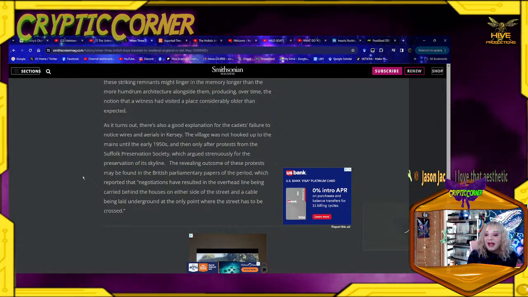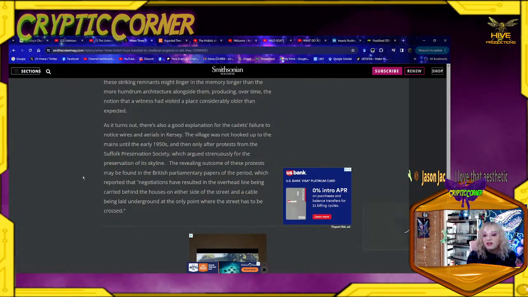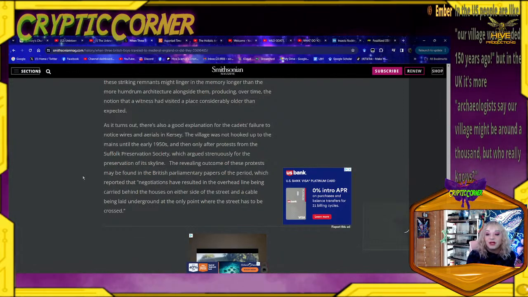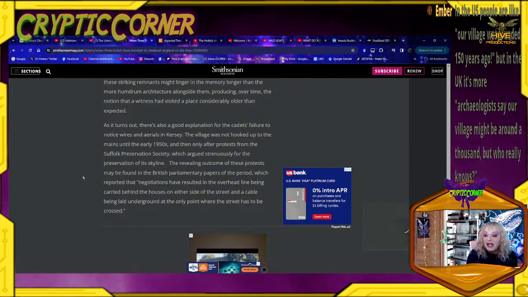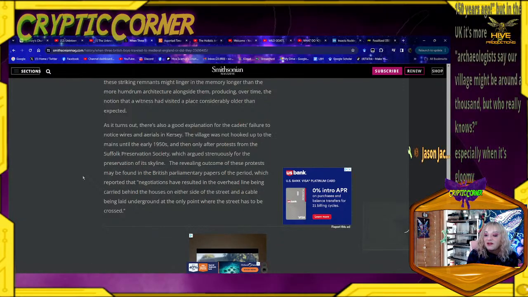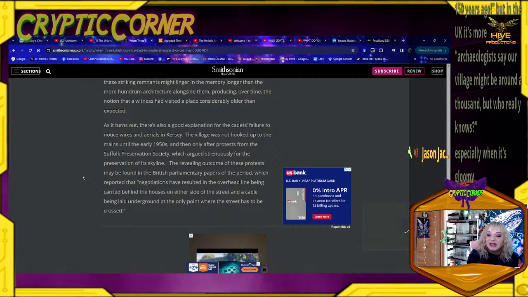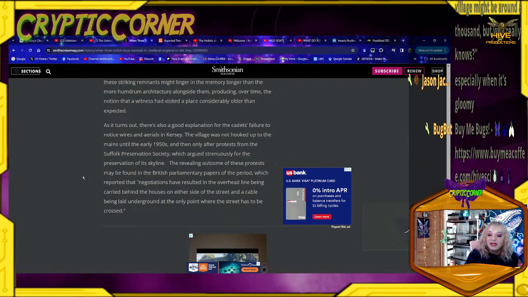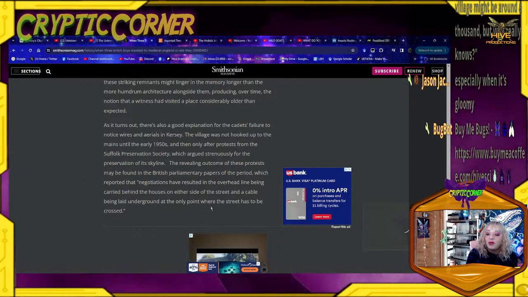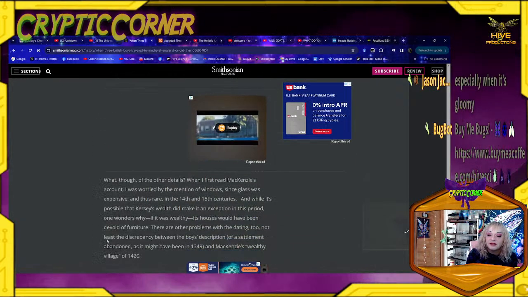The revealing outcome of these protests may be found in the British parliamentary papers of the period, which reported that negotiations have resulted in the overhead line being carried behind the houses on either side of the street and the cables being laid underground at the only point where the street has to be crossed.